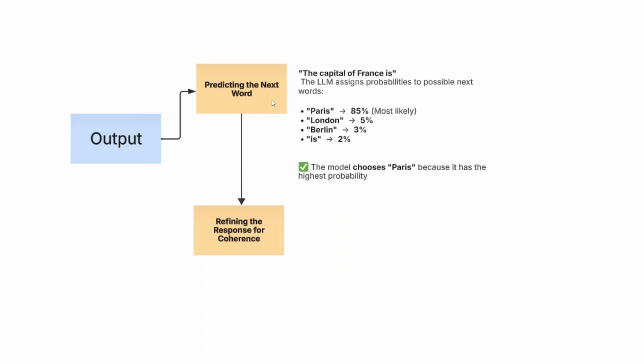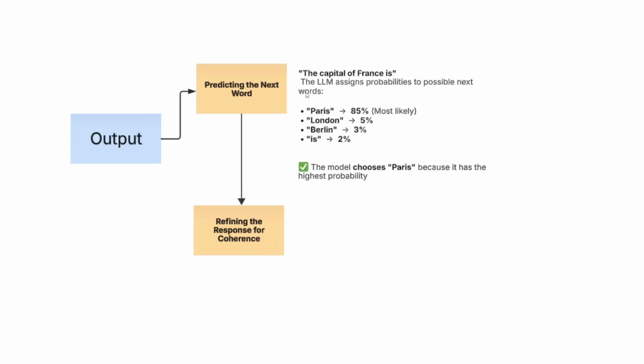The LLM does not retrieve pre-written answers. Instead, it predicts the response one word at a time, based on the tokenization. Each prediction is based on the input question and the words it has already generated.